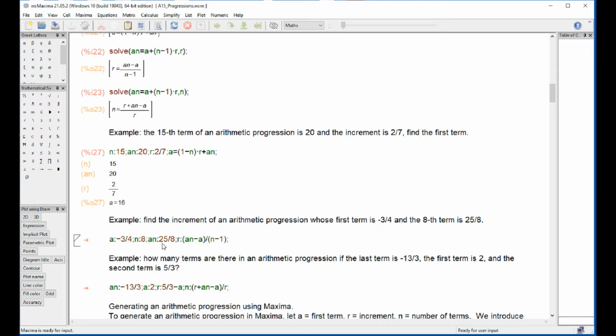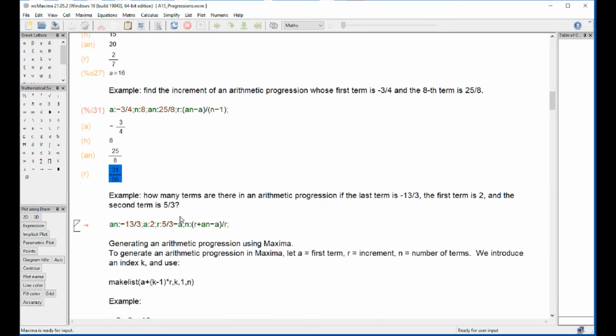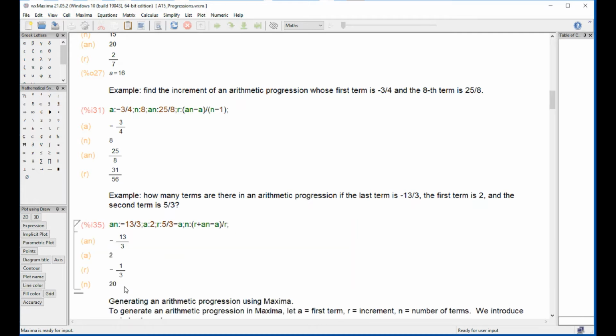We're talking about the 8th term, and that 8th term is equal to 25/8. So the increment will be 31/56. How many terms are there in an arithmetic progression? If the last term an is equal to minus 13/3, the first term is 2, and the second term is 5/3. If the second term is 5/3 and you subtract the first term, then you get the increment, and then you can use this formula to calculate the number of elements in that sequence, and it turns out to be 20.